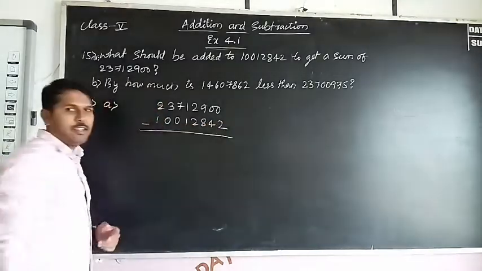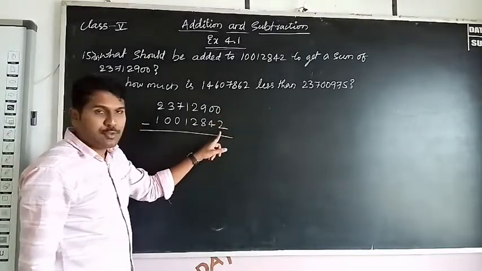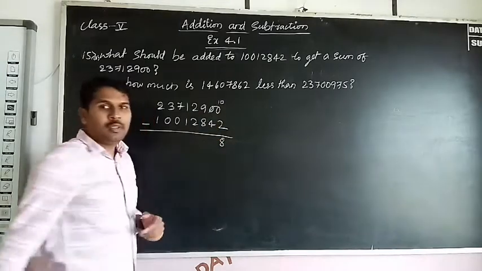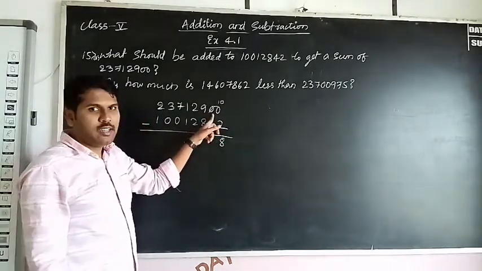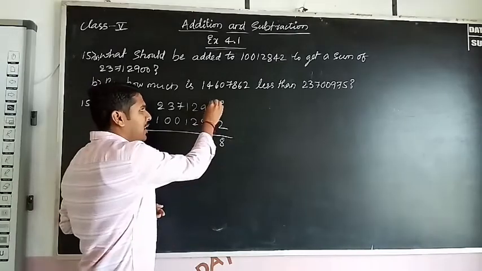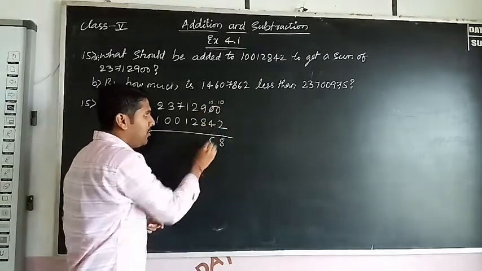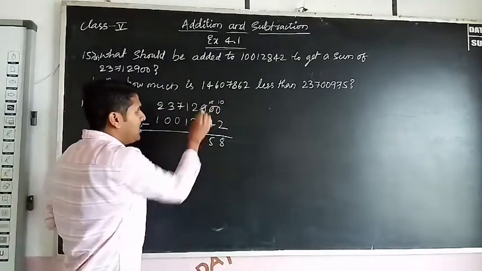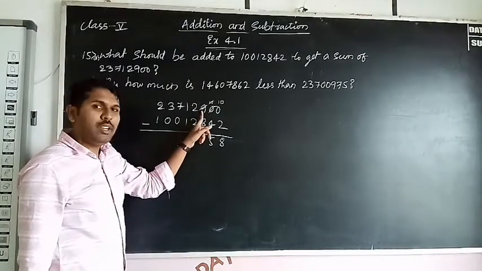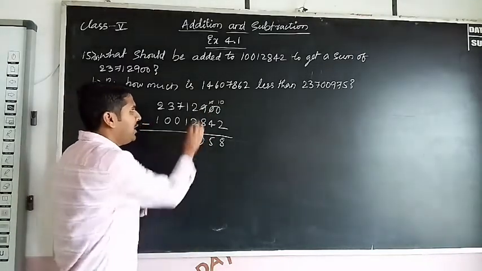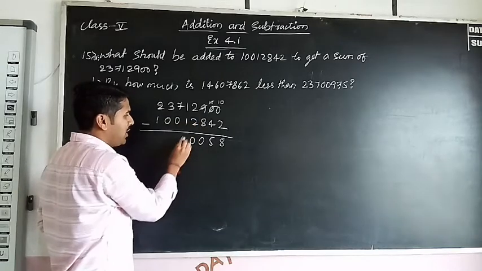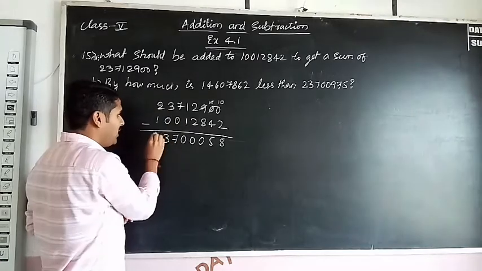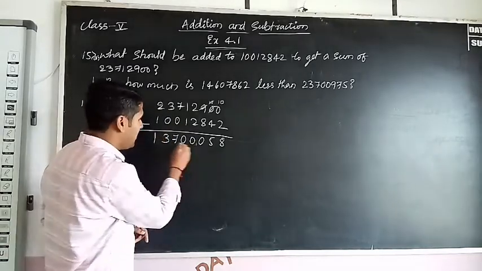So subtract it. 0 minus 2. 0 means 10 here. 10 minus 2, 8. That means we have to minus 1. Here 10 again. 10 minus 1, 9. So 10 minus 1, 9. 9 minus 4, 5. So this is 5. Again we have taken 10 means should subtract 1. 9 minus 1, 8. 8 minus 8, 0 only. 2 minus 2, 0. 1 minus 1, 0. 7 minus 0, 7. 3 minus 0, 3. 2 minus 1, 1. So what is the answer?